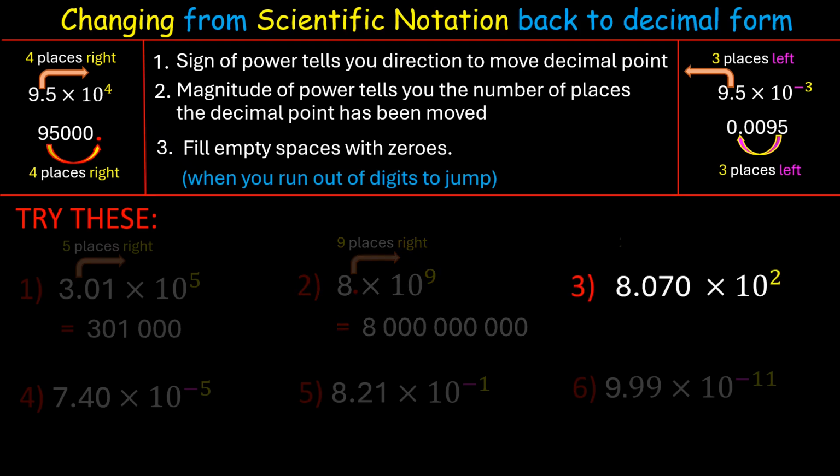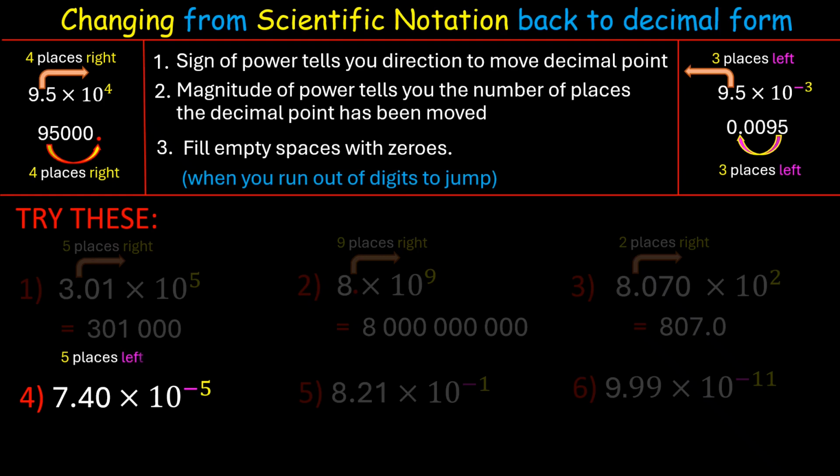In the third example, we need to jump 2 digits. There are 3 available, so our decimal point ends up after the 7. We should still show the last 0 because it provides extra information about how precise this value is.